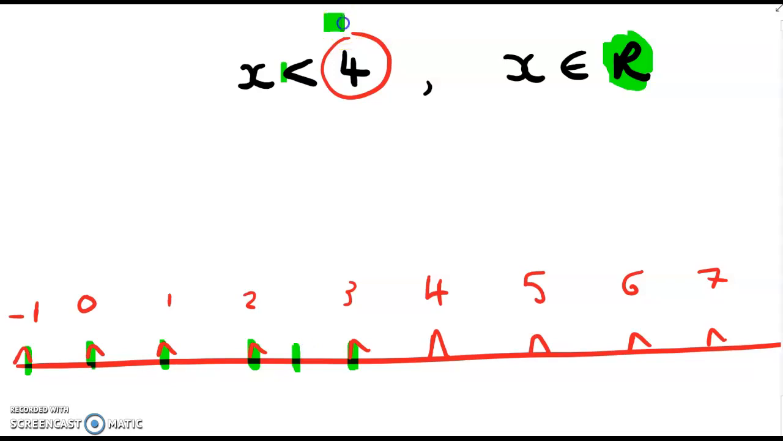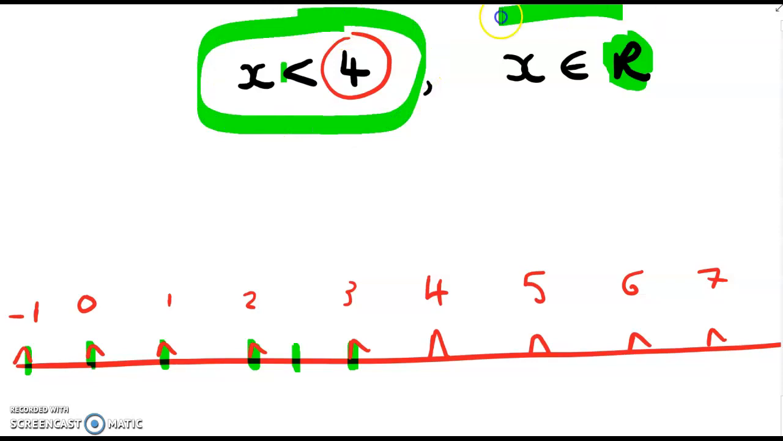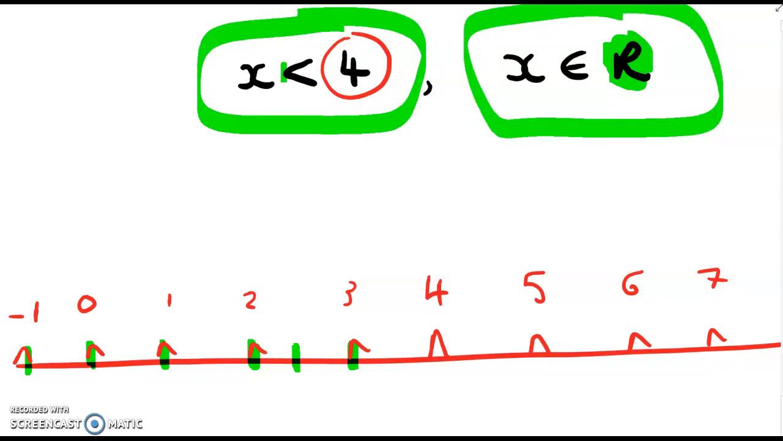So if I'm being told that x is less than 4 and that it's a real number, well, technically speaking, x could be 3.5. It could be 3.6. It could be 3.2. It could be 3.8 or 2.8. It could be 2.2. It could be -0.5. It could be 0.5. It could be 0.9. It could be the square root of 3.9. It could be any of those numbers.